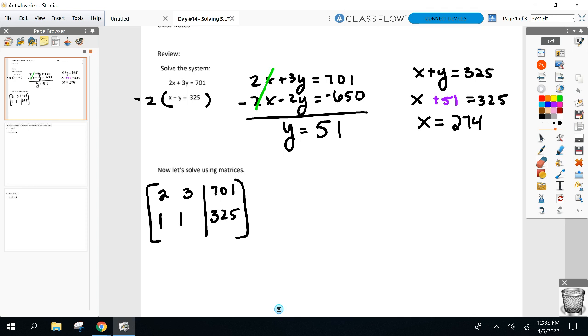Molly, question? Why do we solve for x and y first? Where are we going to use that? I just want you to see what the answers are, because hopefully if we do this right, we should also get 51 and 274 out. Oh, okay. Yeah. Sarah?